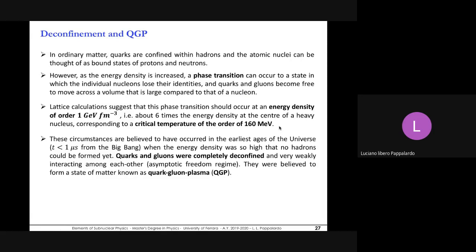Now, these circumstances are not just an academic speculation, but they are believed to have occurred in the earliest ages of the universe, at a time smaller than 1 microsecond from the Big Bang. Of course, the energy density was so high that no hadrons could be formed. And so in that age, quarks and gluons were completely deconfined and very weakly interacting among each other. This is, in fact, the asymptotic freedom regime. Okay? And they were believed to form a new state of matter, which is called the quark-gluon plasma. So it's a plasma of free quarks and gluons.